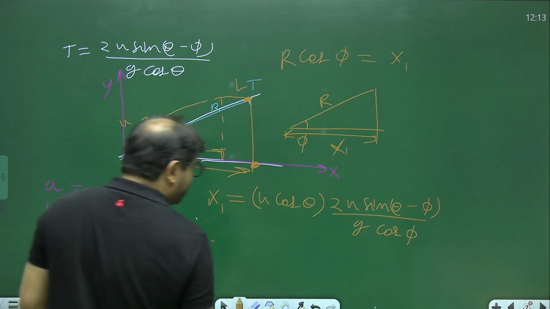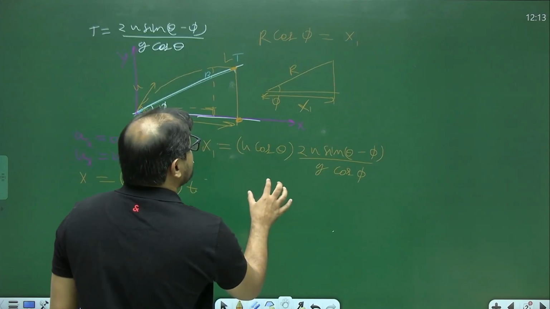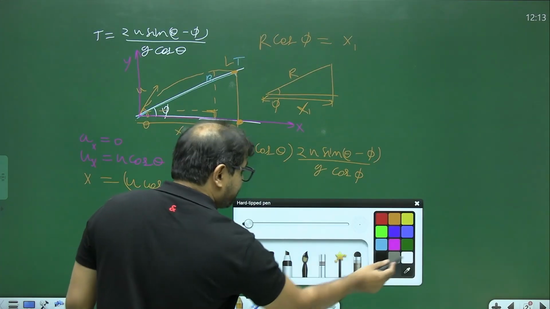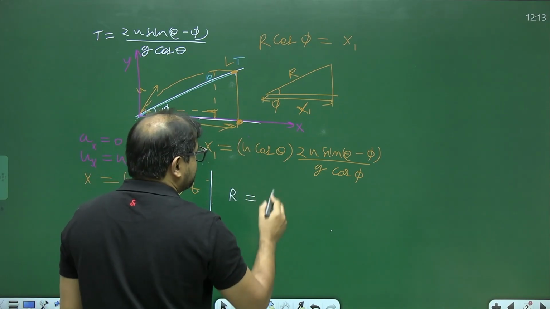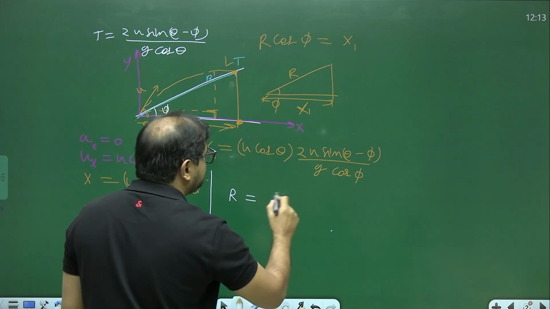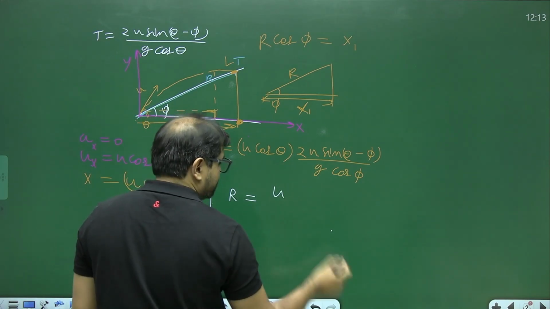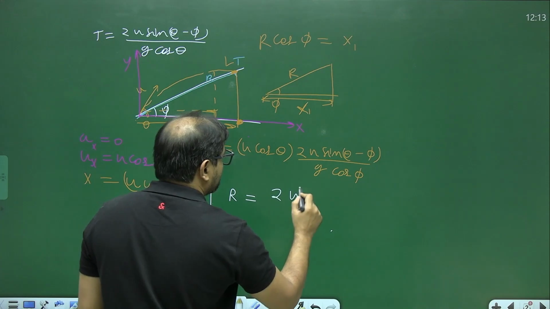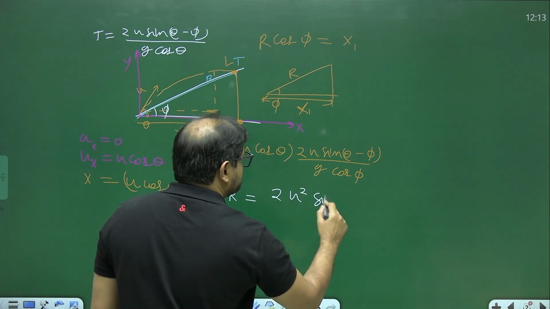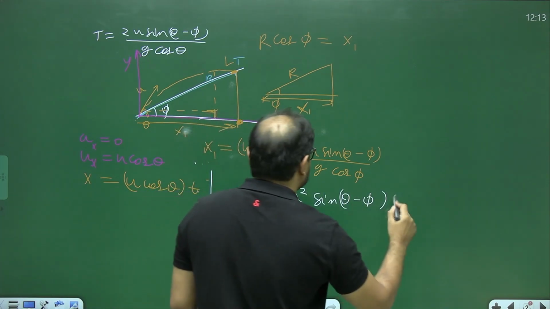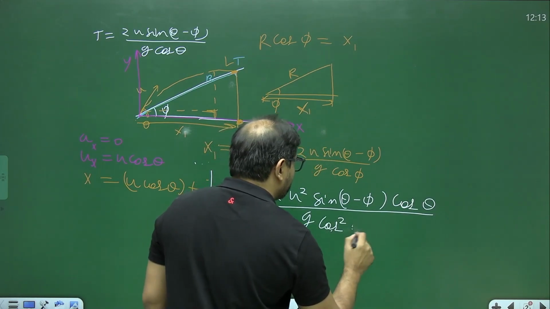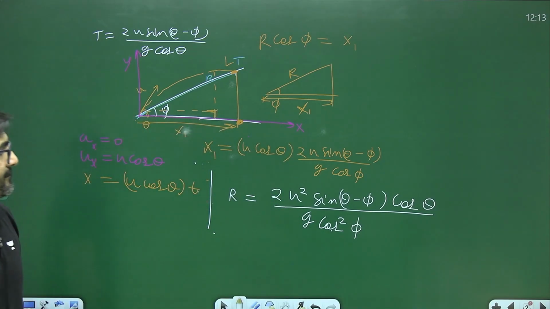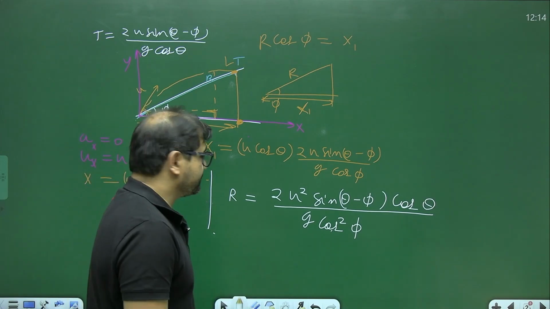So see how easy it is now to write the range here. Range would be x1 by cos phi. So it becomes 2u square sin(theta minus phi) cos theta by g cos square phi. That's it. This is the range.